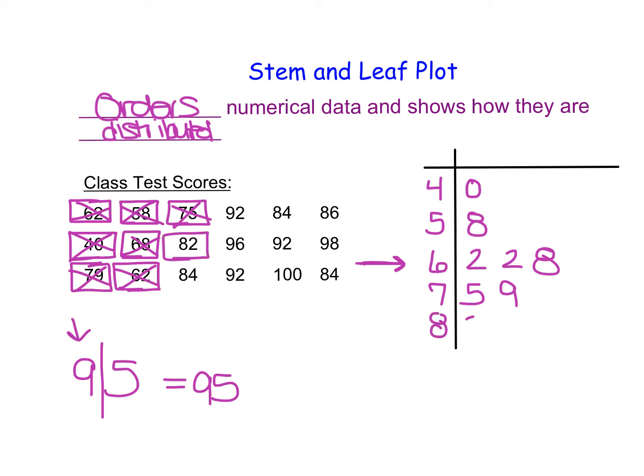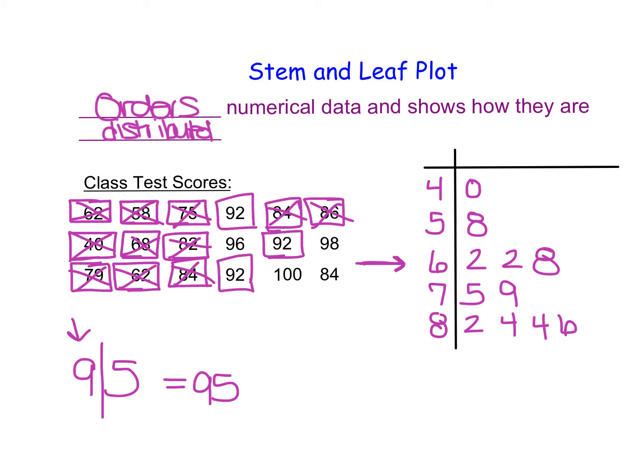So 82, then I have another one with the 4, another one with the 4, and a 6. Then I have 3 92s I need to account for. So I'm going to have 9, 2, 2, 2. And then also I'm going to have a 96.